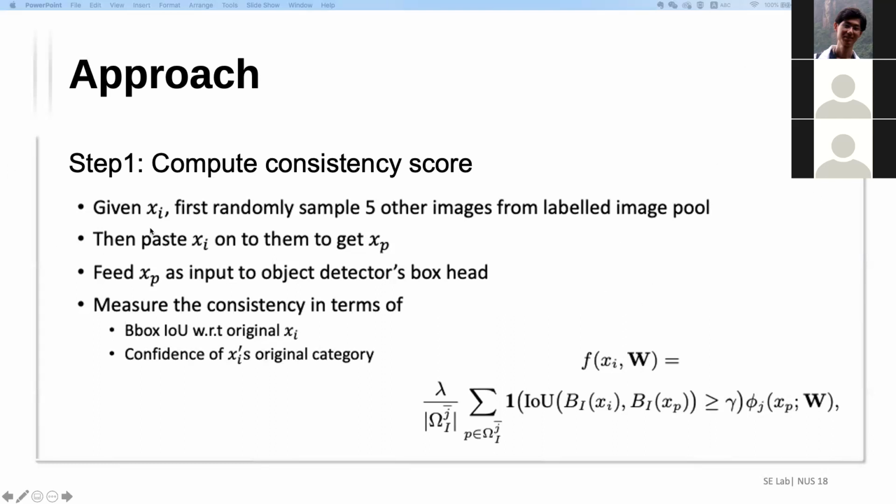So given xi, it randomly chooses 5 other images to be pasted to, and let's use xp to denote the pasted proposal. Then we feed the pasted proposal as input to the object detector's box head, which is the second stage of the object detector. Then the consistency is measured in terms of the bounding box IOU, intersection over union, which measures the overlap with respect to the original xi. And also the confidence. Here, can you remind me about the box head?